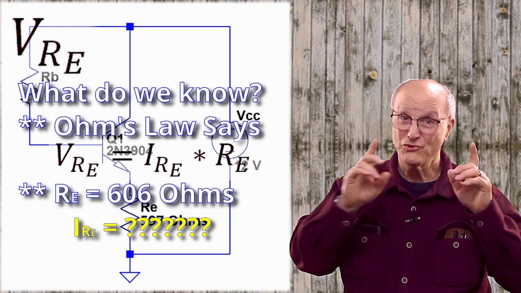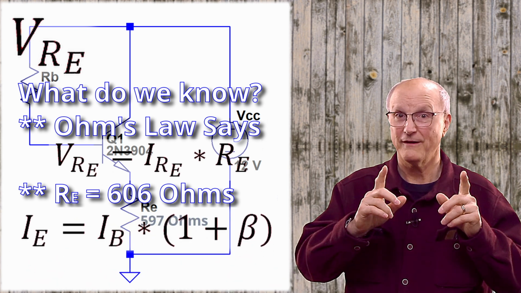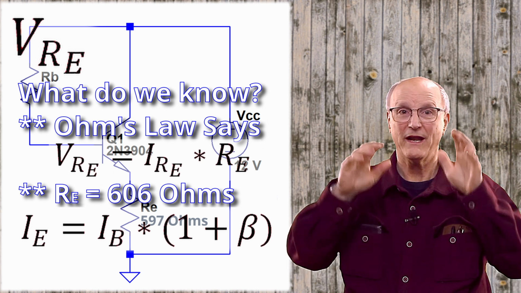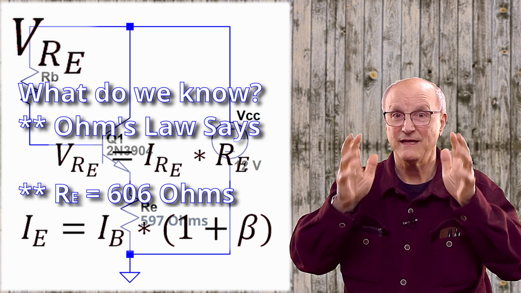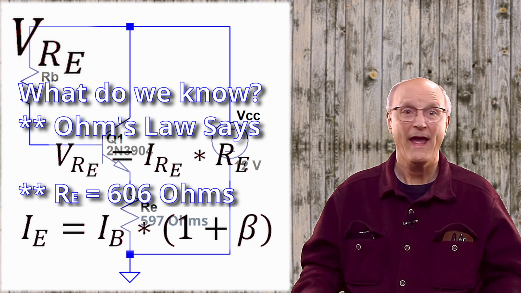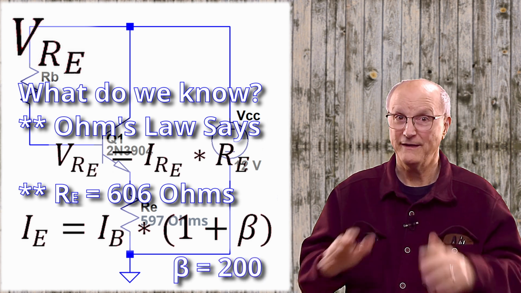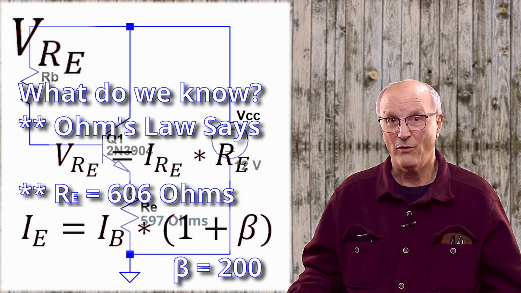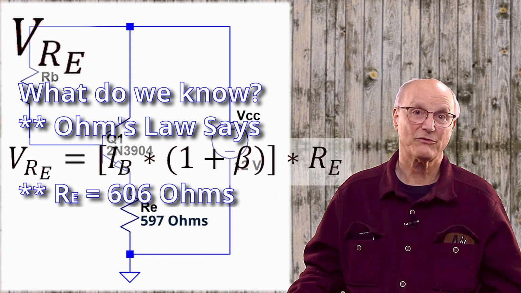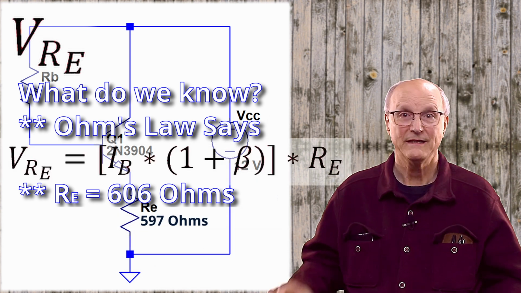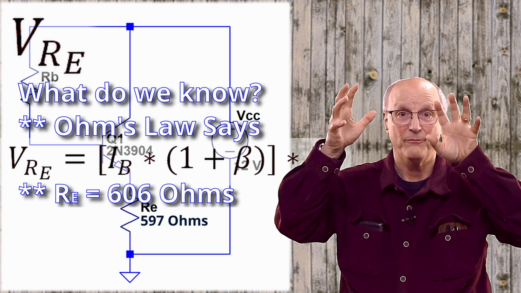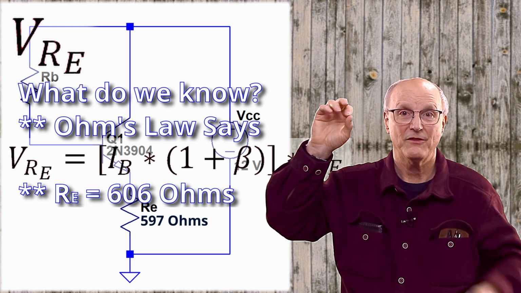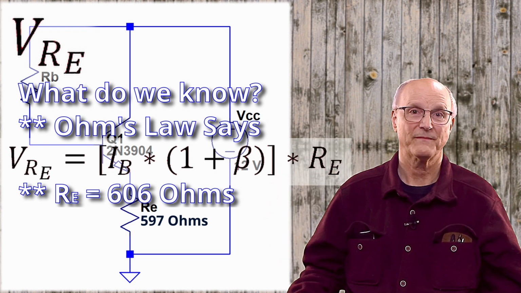Well, we do know that the emitter current is equal to the base current times the quantity of 1 plus beta, the DC current gain. And we know beta equals 200. So now our Ohm's law equation becomes the voltage across the emitter resistor is equal to the quantity, the base current times 1 plus beta, times the value of the emitter resistor.